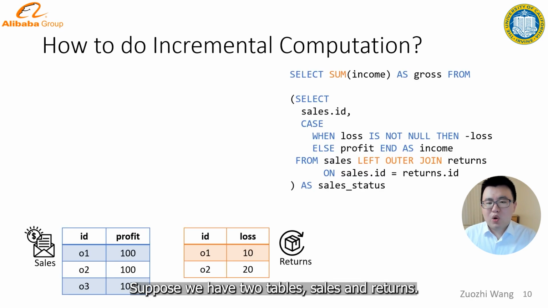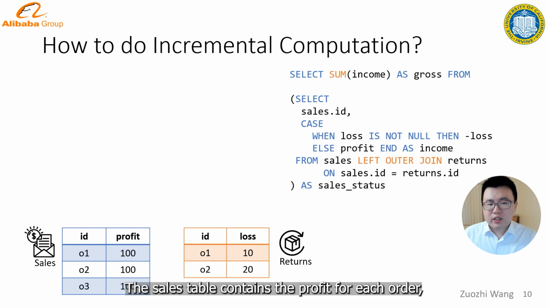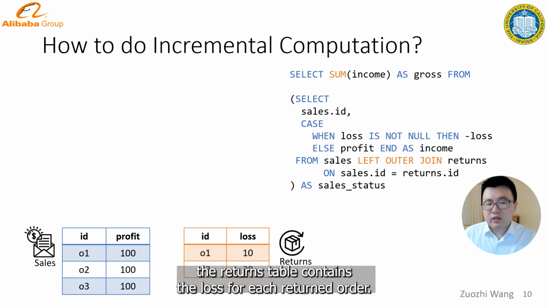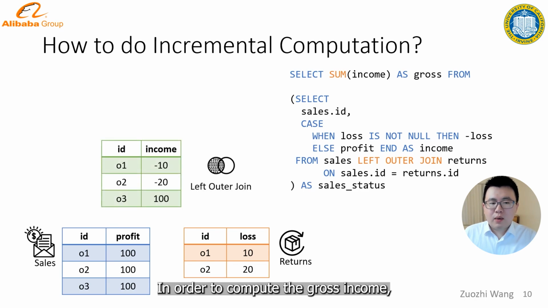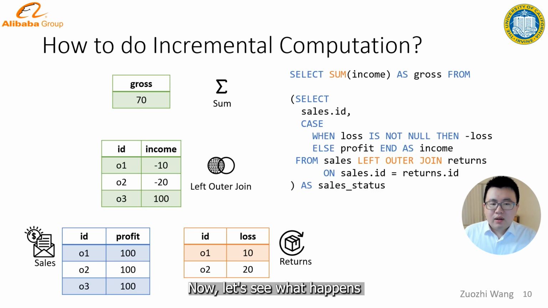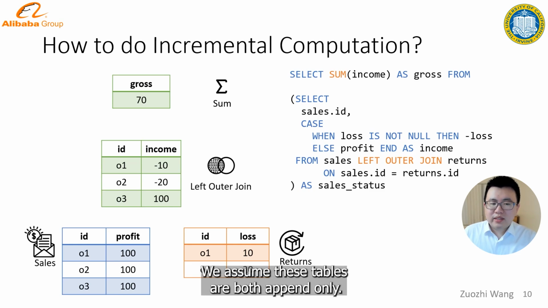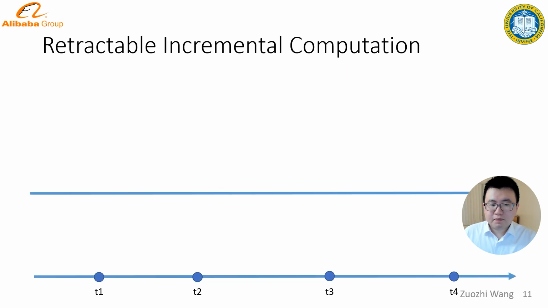Suppose we have two tables, sales and returns. The sales table contains the profit for each order. The returns table contains the loss for each return order. In order to compute the gross income, we first do a left outer join operation, then aggregate the result. Now let's see what happens if the orders table and the returns table arrive incrementally. We assume these tables are both append-only.